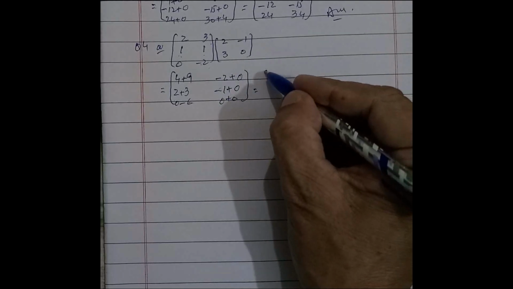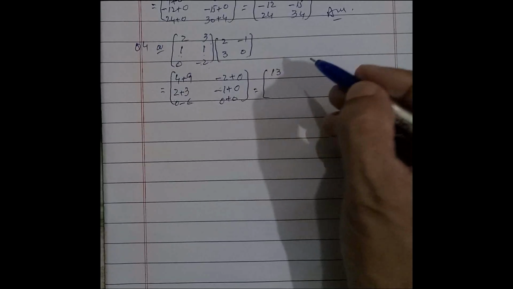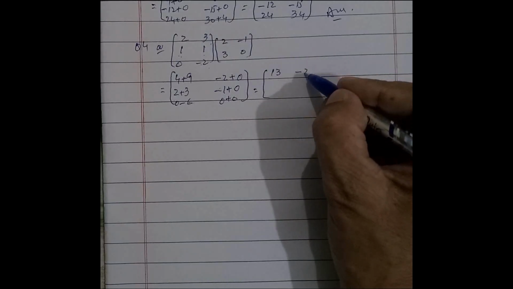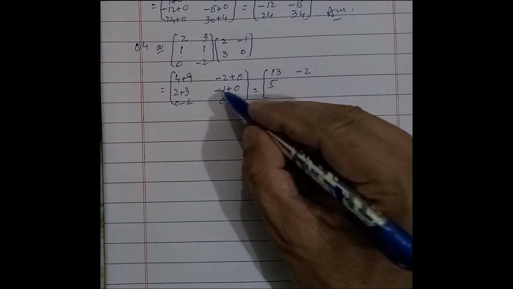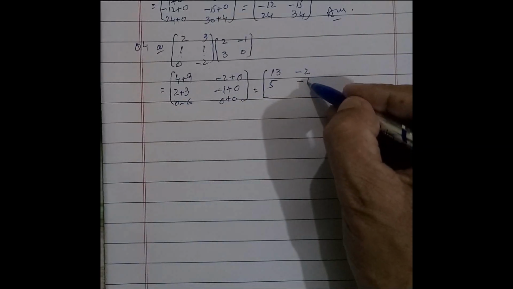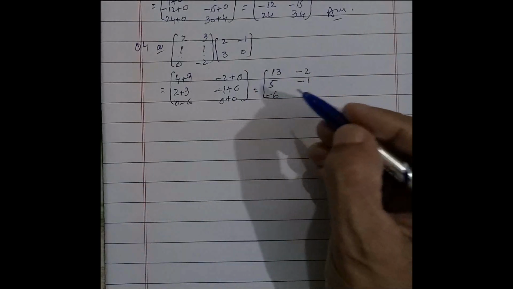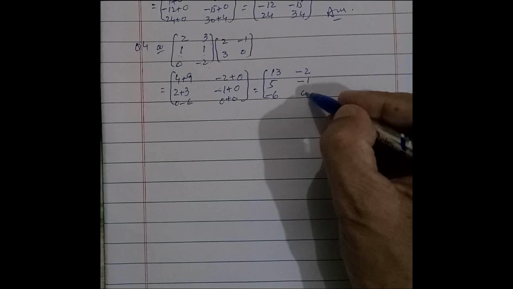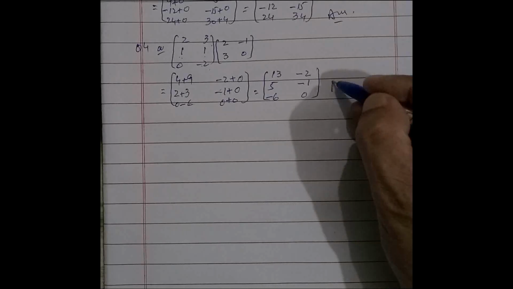Now simplify these values, we get 4 plus 9 is equal to 13, minus 2 plus 0 is equal to minus 2, 2 plus 3 is equal to 5, minus 1 plus 0 is equal to minus 1, 0 minus 6 is equal to minus 6, 0 plus 0 is equal to 0. And it is the answer of A part, question 4.